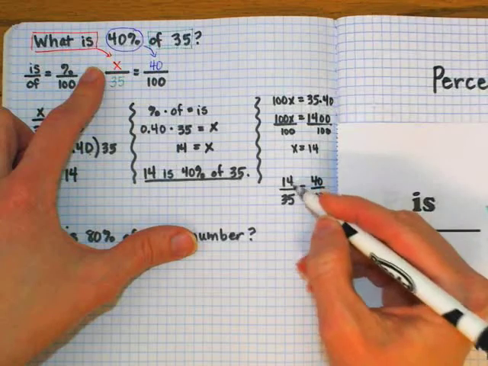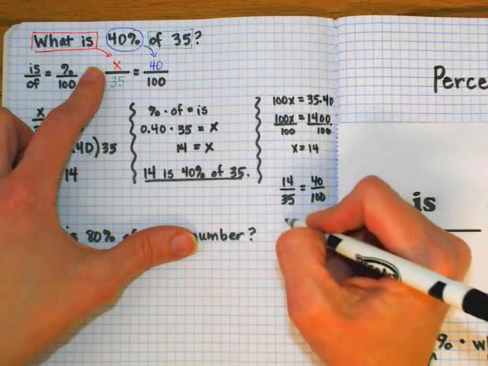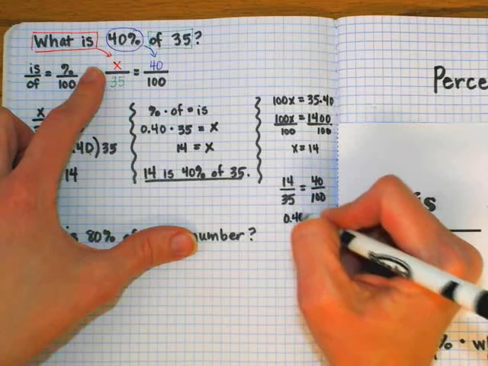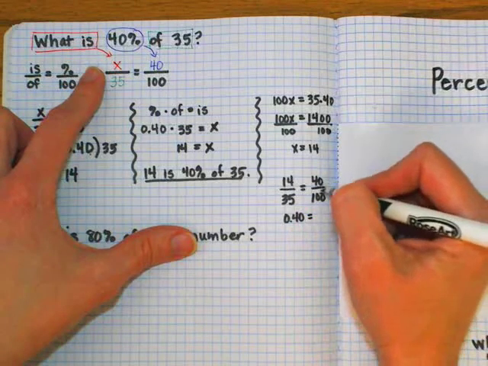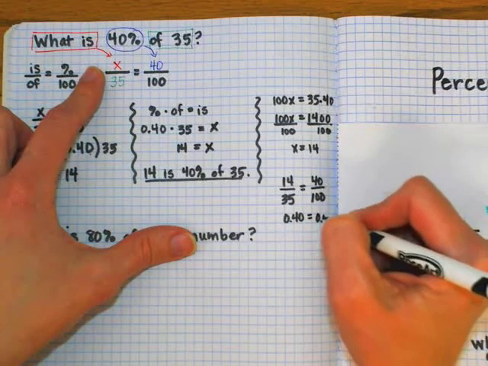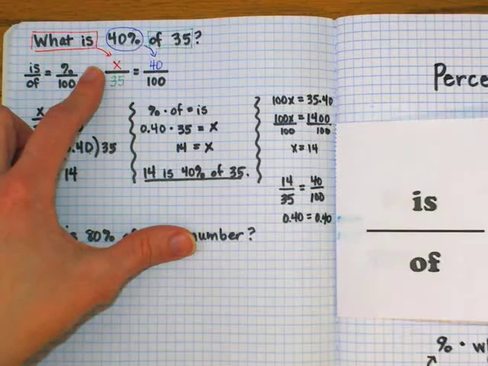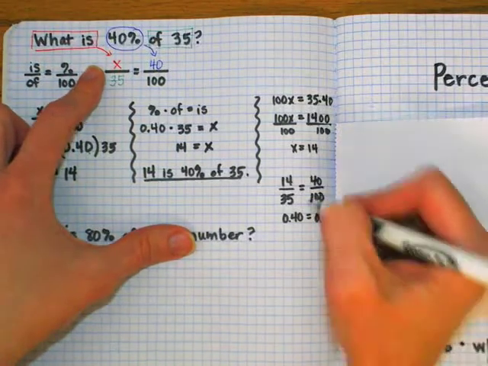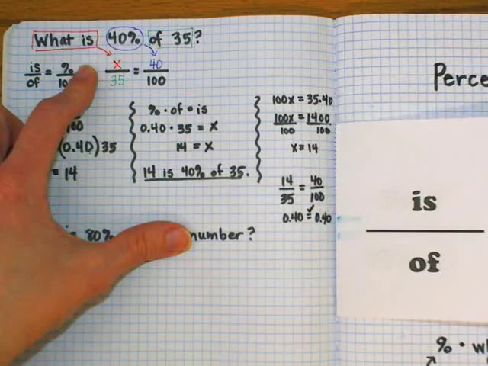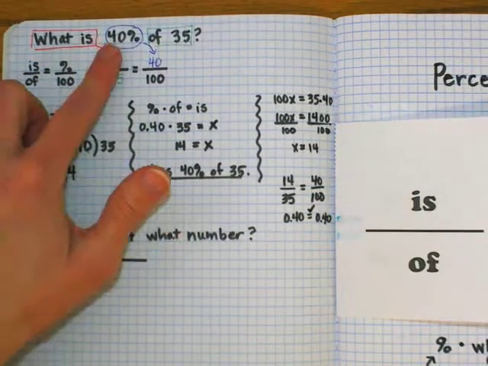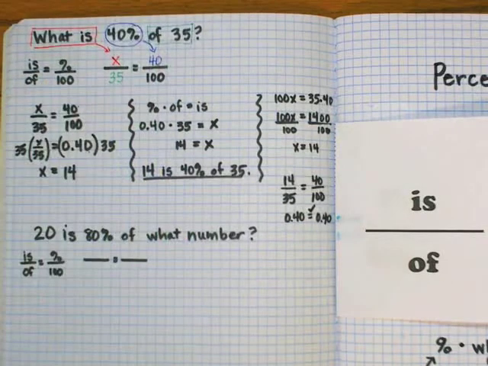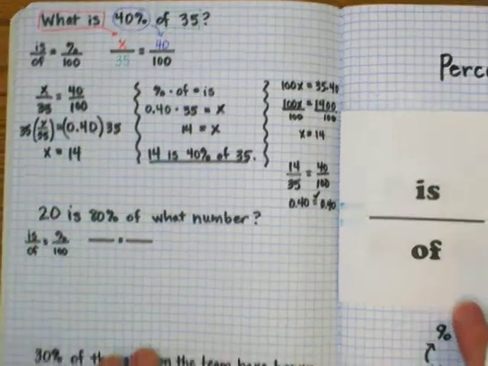When you do 14 divided by 35, it gives you 40 hundredths. And when you do 40 divided by 100, it gives you 40 hundredths as a quotient. So that checks out, and we know that 14 is 40% of 35. Moving on to the next section.